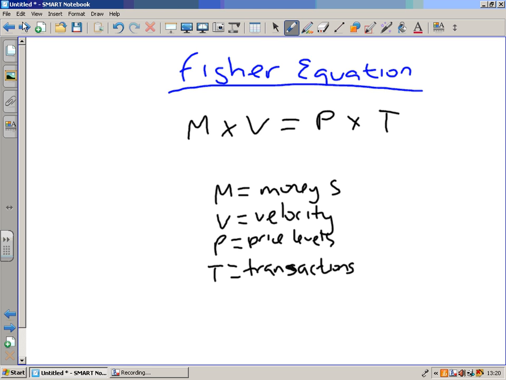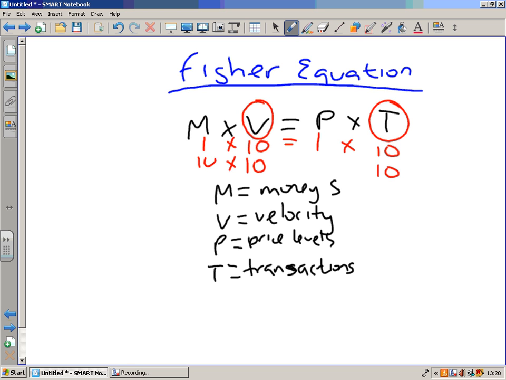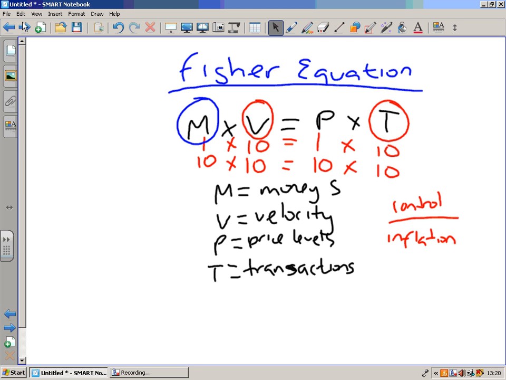Now, what we often find is that in most economies, V and T remain fairly constant. This will mean the higher the money supply, so the higher M is, the higher price levels will be in the economy. So if V and T remain constant, let's imagine V and T are fixed at 10. If money supply is 1, it means that price levels are 1. Let's imagine this time we increase money supply to 10. Higher money supply means that price levels have to grow by even more. So what the Fisher equation states is that if we want to control inflation, it's all about trying to control the money supply. So the lower the money supply is, the lower inflation will be in the economy. The higher the money supply, the more inflation we will have in the economy.